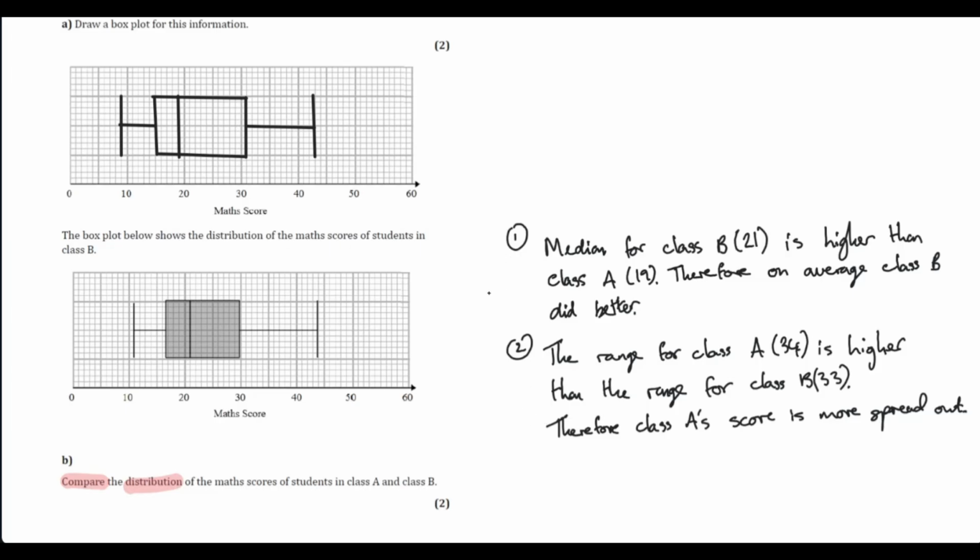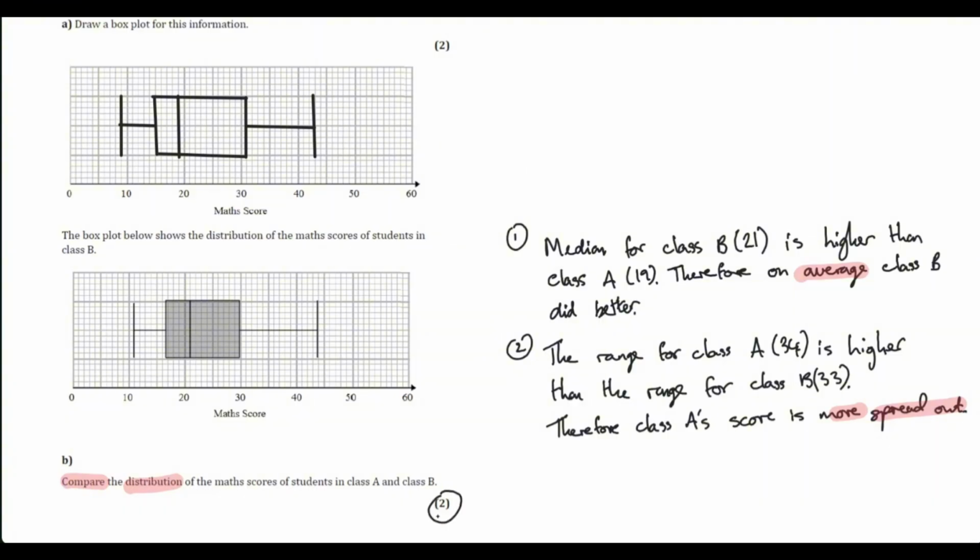Part 1, the median for Class B, which is 21, is higher than Class A, which is 19. So therefore, on average, let's highlight the keyword there, Class B did better. Part 2, the range for Class A, which is 34, is higher than the range for Class B, which is 33. Therefore, Class A's score is more spread out. I'm just going to quickly go through what each of these means.